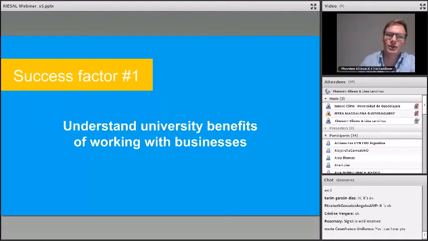We have overall six different success factors. Success factor one, understand university benefits of working with businesses.